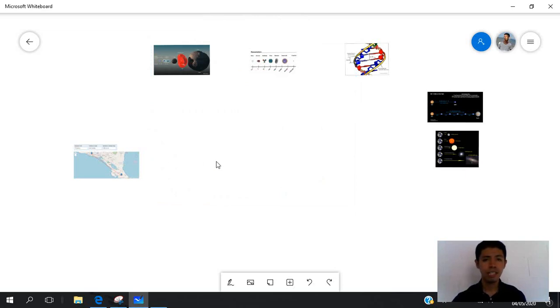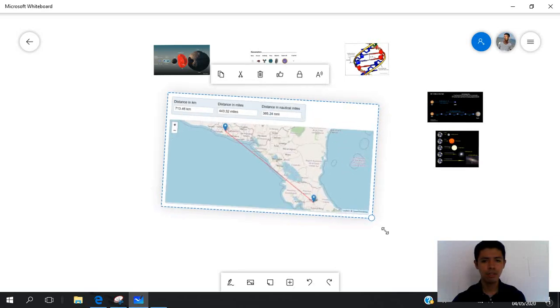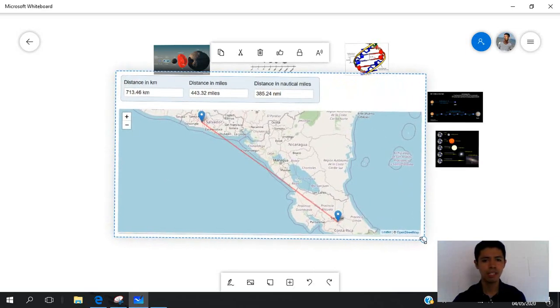Now, what about distances between cities? For example, the distance between San Salvador and San Jose. We wouldn't say that the distance is 713,000 meters, but we will say that the distance is about 713 kilometers.